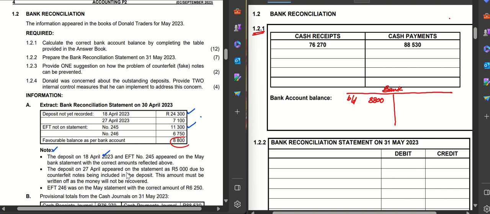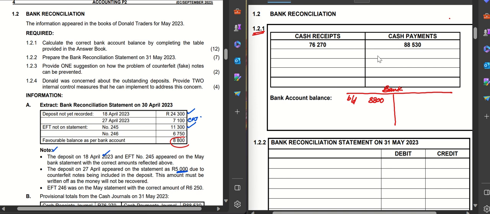The next one says the deposit on 27 April appeared on the statement as 5,000, due to counterfeit notes being included in the deposit. So this deposit was recorded, remember, in the CRJ as 7,100. However, on the statement it is now reflected as 5,000 because some of the notes could not be accepted by the bank. They were counterfeit. So that means the amount in the CRJ is more.